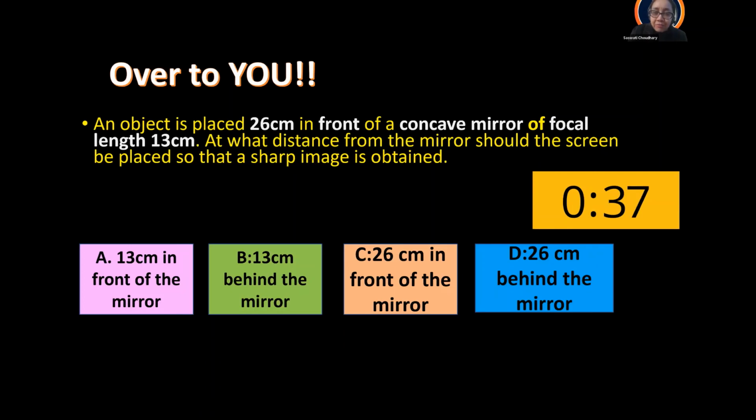I hope that you have answered it correctly, and the correct answer is 26 centimeter in front of the mirror. That means the object and the image are of same size. It is at the center of curvature. Well done. Those who have answered it correctly, awesome. Wonderful. Now let's use this formula to derive the answer.